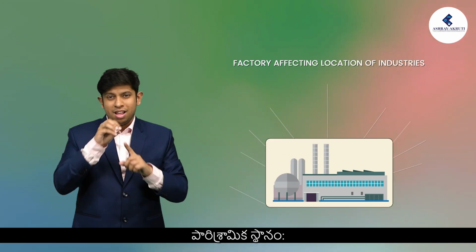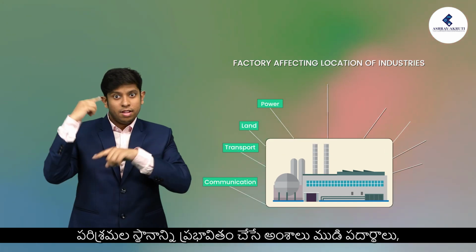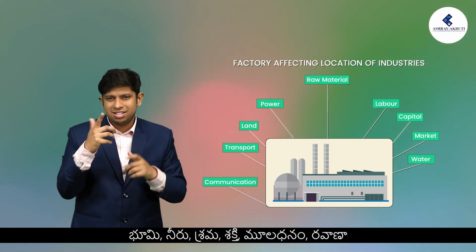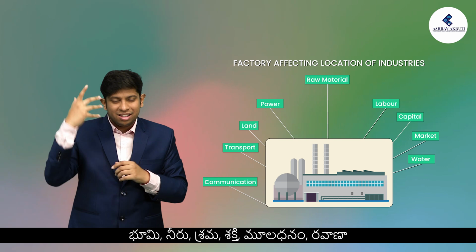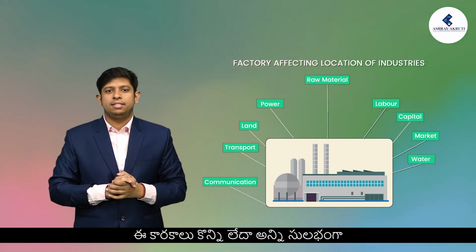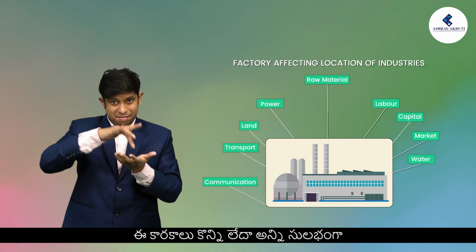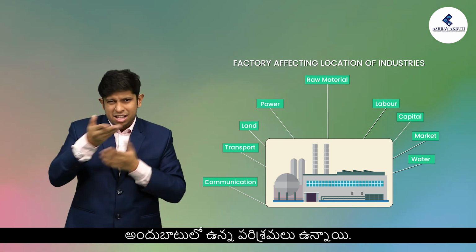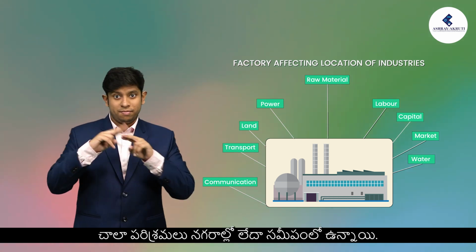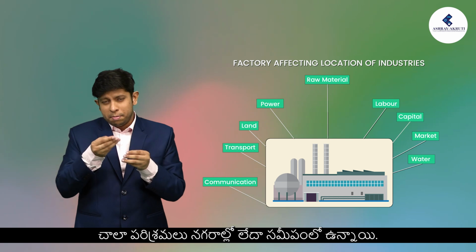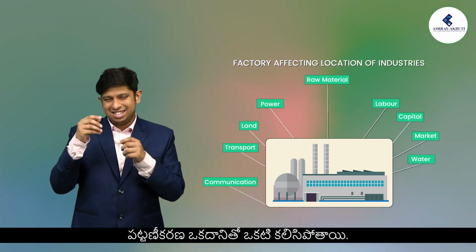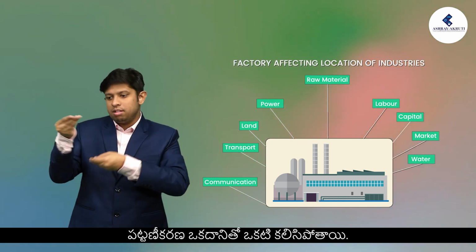The factors affecting the location of industries are the availability of raw materials, land, water, labor, power, capital, transport, and market. Industries are situated where some or all of these factors are easily available. Most of the industries are located in or near the cities. Thus, industrialization and urbanization go hand in hand.